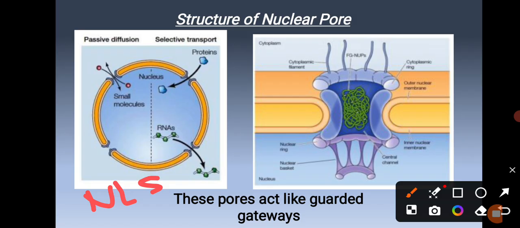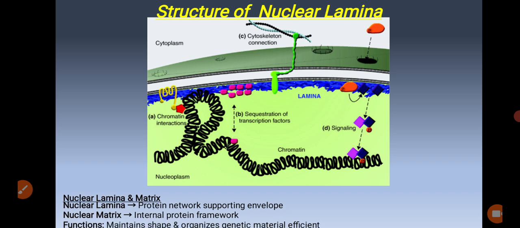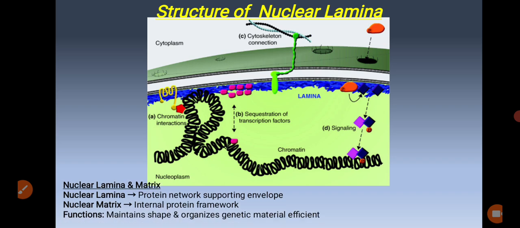Next we'll move on to the nuclear lamina and the matrix. The nuclear lamina is the protein network supporting the envelope. It lies just beneath the envelope, a supportive protein network that gives the nucleus its main shape. Inside, the nuclear matrix helps organize the DNA so it can function very efficiently.